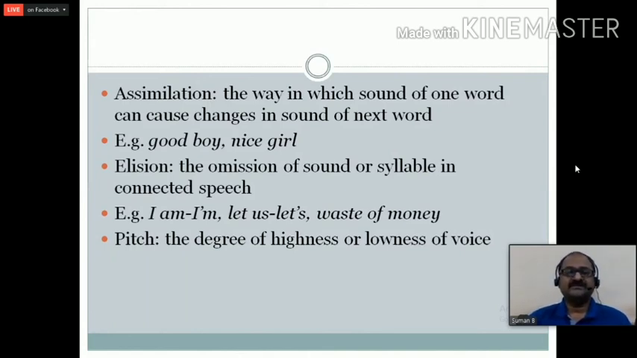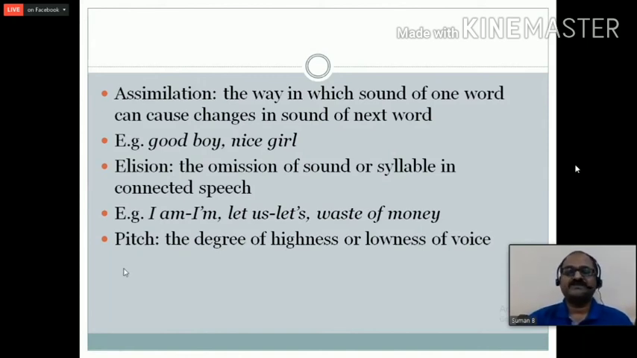Next is elision, the omission of a sound or a syllable in connected speech. This is very common when it comes to spoken English. For example, I am, the contracted form I'm, so the a is missing here. And let us, in written English we use the full forms, in spoken English we use the contracted forms. So when we say the contracted form let's, the u sound is actually missing. Waste of money. If you pronounce off separately, you say off, the f is felt. But in connected speech, when you pronounce this expression, you say waste of money, waste a money. The off becomes a.